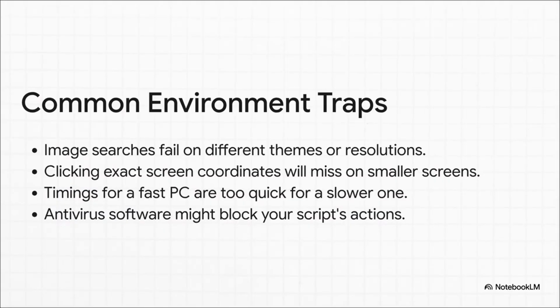And here's how those little landmines go off. That image search in your script, it's not going to find that button if it's a totally different color in light mode. That command telling it to click at coordinate 1500 by 900, yeah, that spot literally doesn't even exist on their smaller screen. And timings. A half-second pause might be plenty on your zippy PC, but a slower machine might need 2 full seconds for a window to pop up. Your script gets impatient, acts too soon, and boom, it fails.